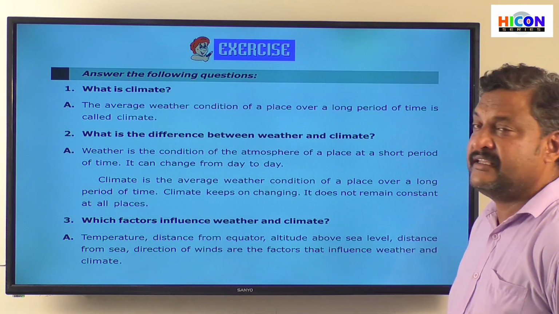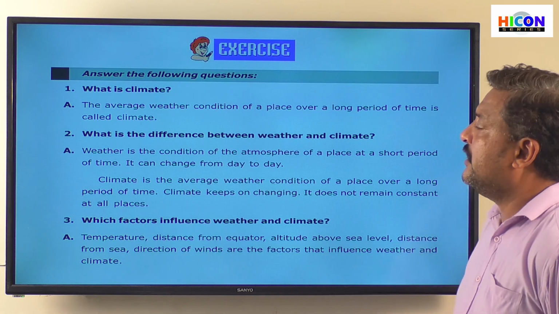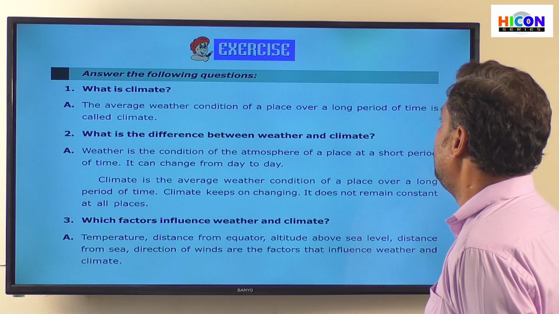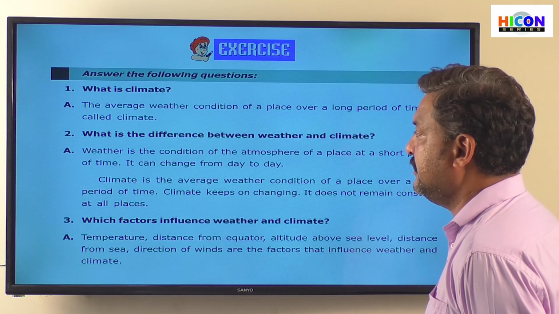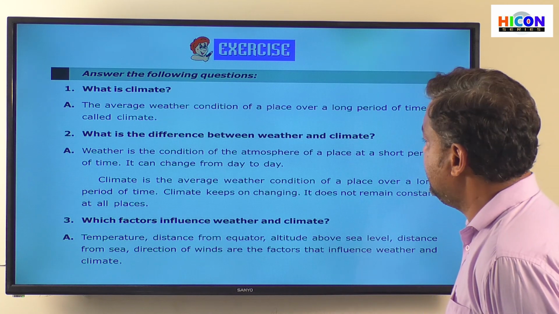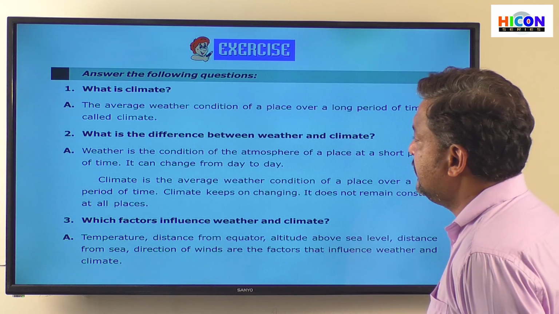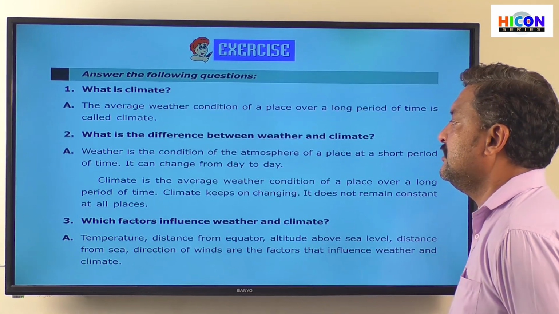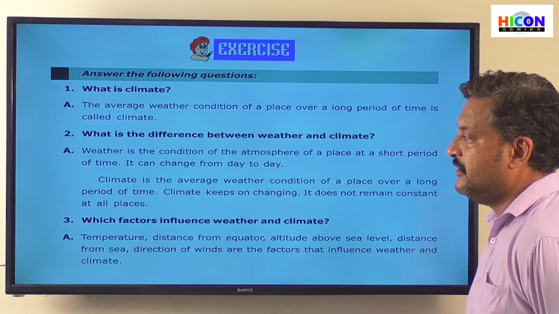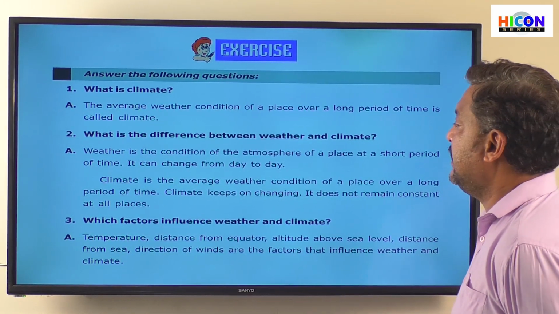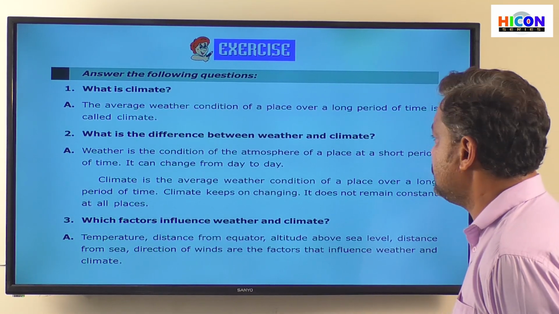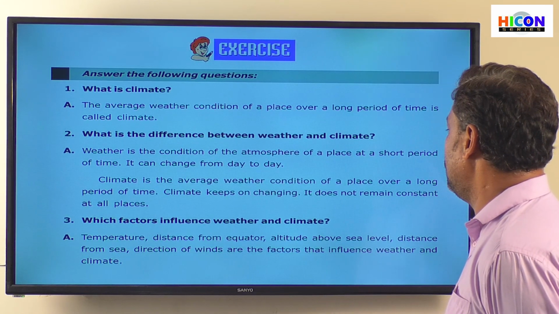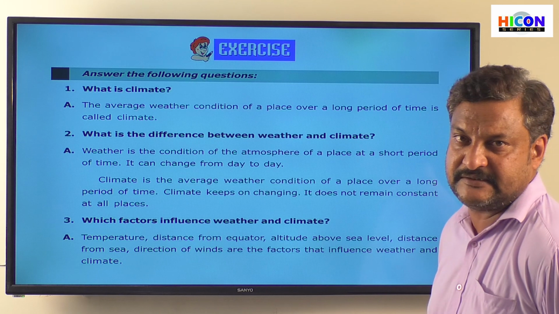Right? So I'll read these questions once again. What is climate? The average weather condition of a place over a long period of time is called the climate. What is the difference between weather and climate? Weather is the condition of the atmosphere of a place over a short period of time. It can change from day to day. Climate is the average weather condition of a place over a longer period of time. Climate keeps on changing. It does not remain constant at all places.